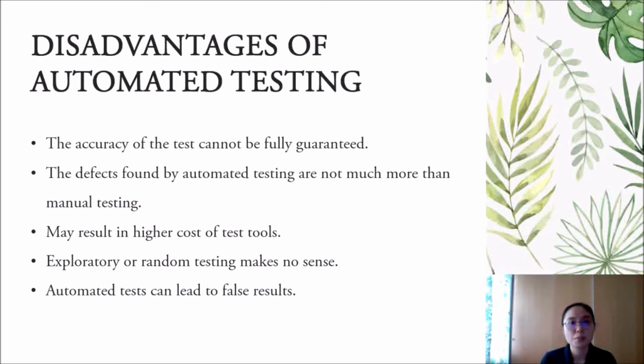Second, the defects found by automated testing are not much more than by manual testing. Automated testing is almost impossible to use to find new defects. Most of them are used to find whether the defects that have been found reappear under each new version, and automated testing is more suitable for defect prevention rather than finding more defects. The biggest use of automated testing is regression testing.